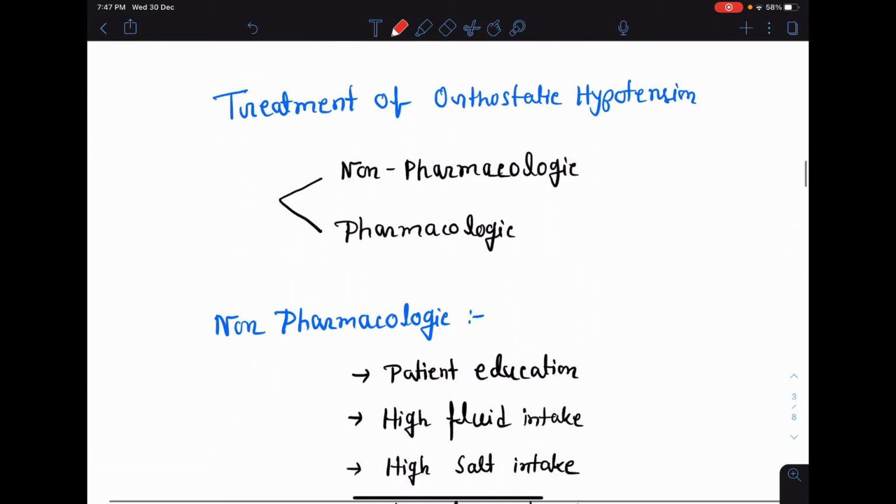Now, coming to the treatment of orthostatic hypotension. First of all, we should try to treat the underlying cause of orthostatic hypotension, and we should try to avoid the precipitating factors which may increase orthostatic hypotension. So, management of orthostatic hypotension can be non-pharmacological management or pharmacological management.